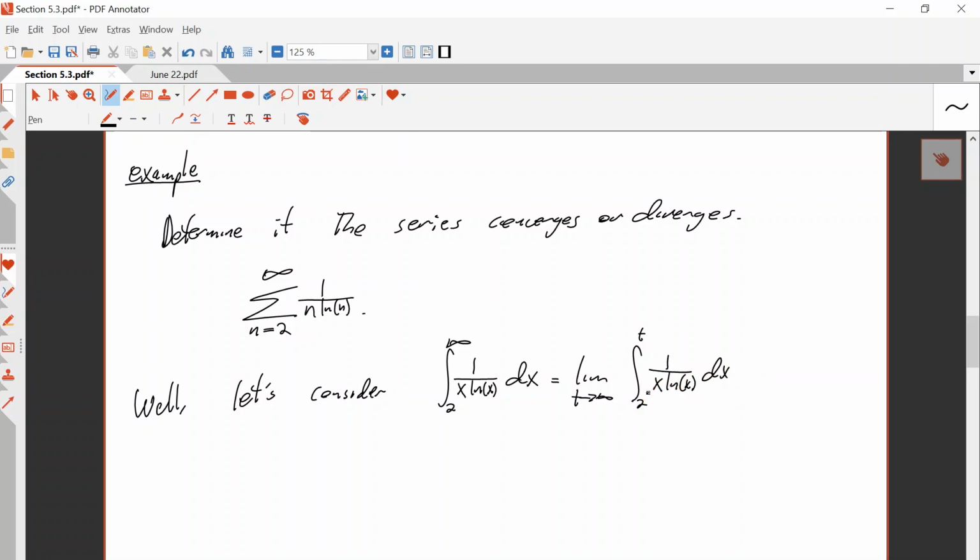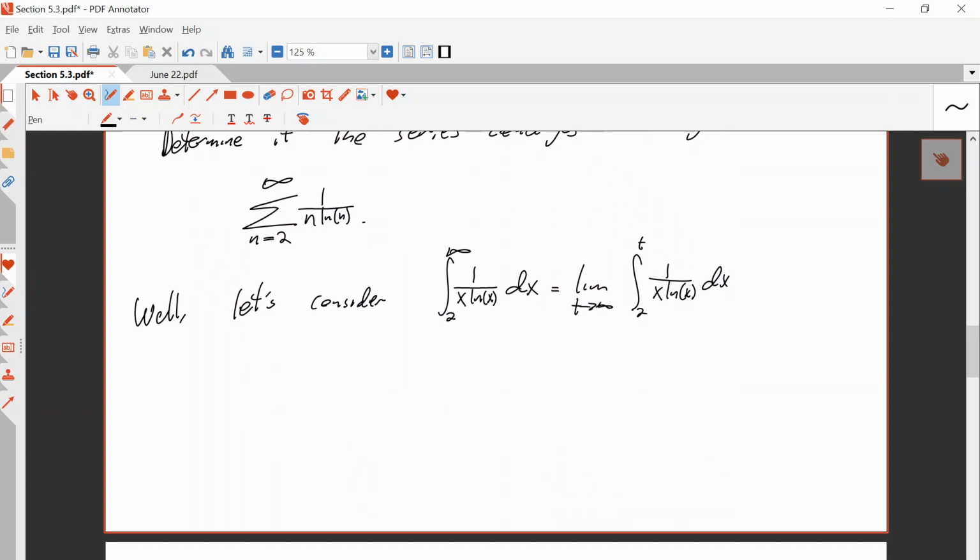Okay, let's find out what this antiderivative is. Okay, so let's do that separately. So 1 over x natural log x, we're going to let u equal natural log x. So du is 1 over x dx. So what we get here is 1 over u du. So the antiderivative of this is natural log of the absolute value of u.